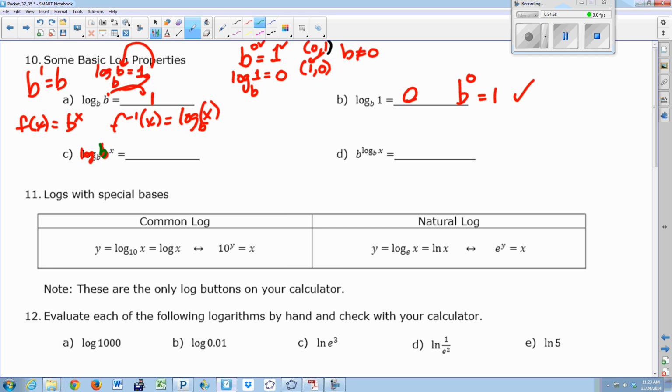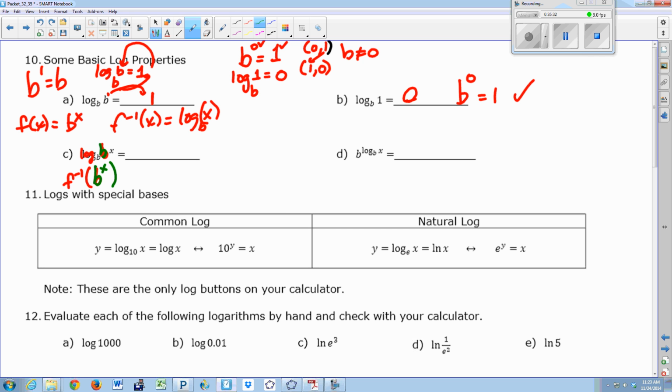There we go. So I'm putting into my log function. My log function is my outside function. That's my inverse function. I'm putting into my log function, which is the inverse function. What am I putting in there? I'm putting in my exponential function. So I'm composing two inverse functions. I'm putting b to the x into my log function.